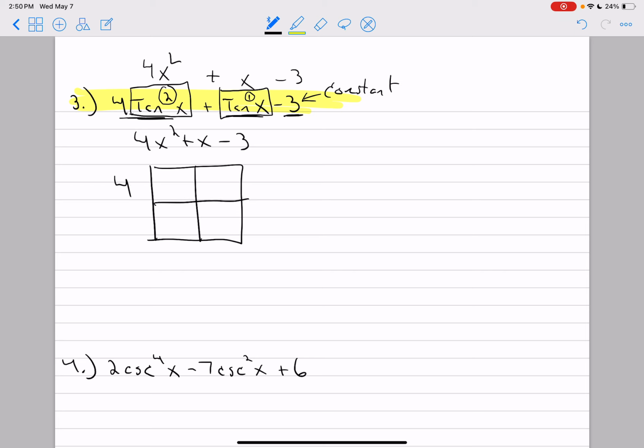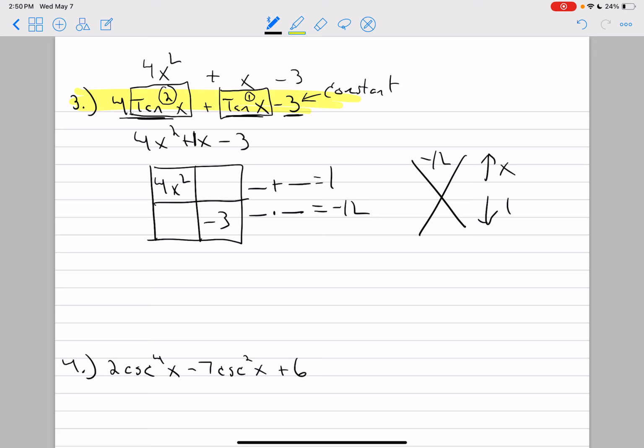All right. 4x squared. I know this is the minus 3. I know blank plus blank has to equal 1, right? It has to equal the middle term. And I know blank times blank has to equal negative 12. Because remember, it's the diagonals. You multiply them. These diagonals are equal to these diagonals. Again, I'm going through this fast because we've done this before. So they have to multiply to negative 12 and add to 1. What's that, 3 and 4?